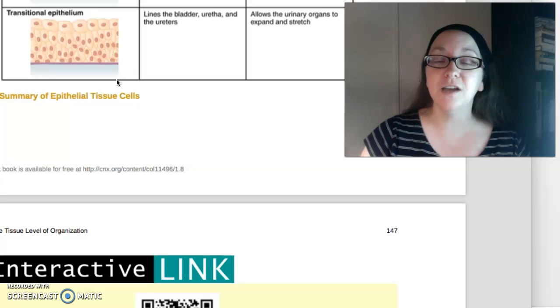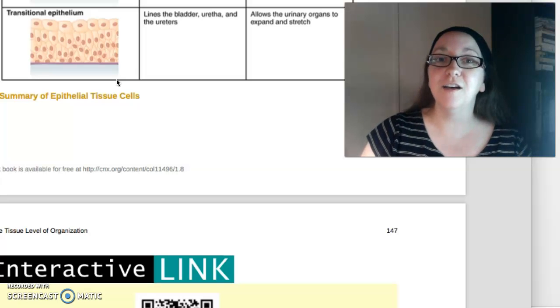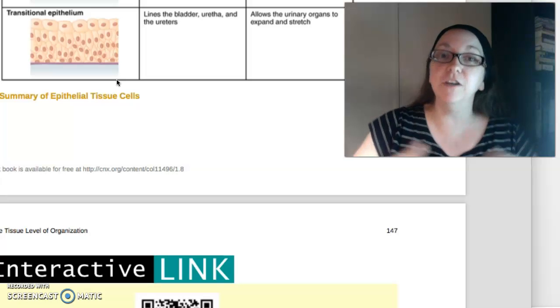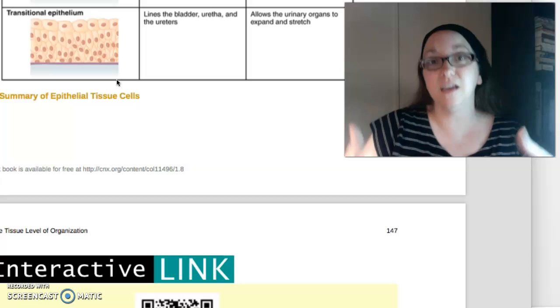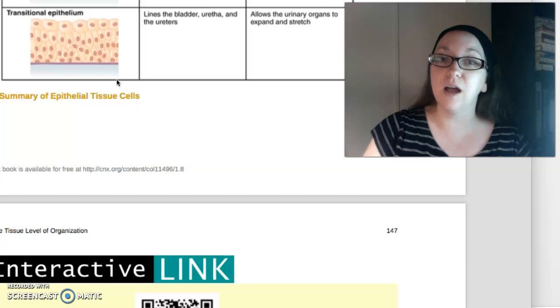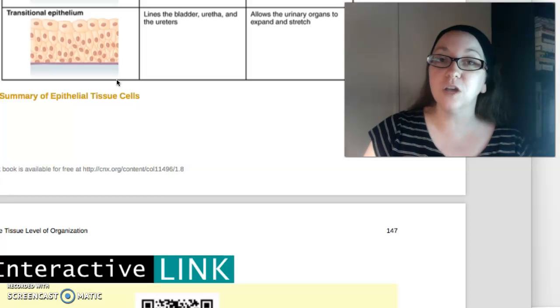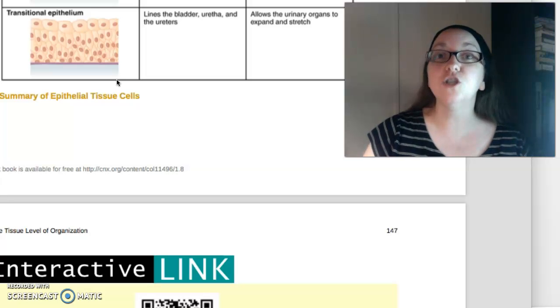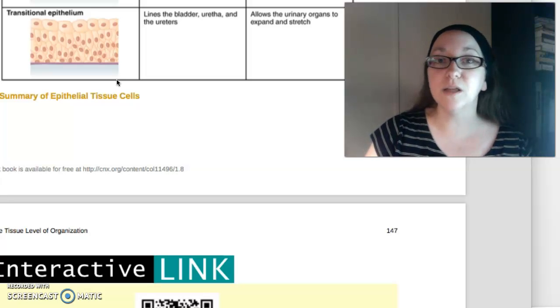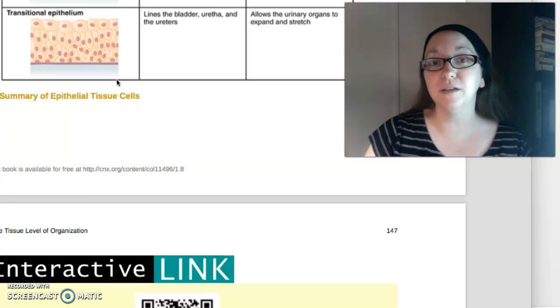They stretch. This is in your bladder, in the interior lining, so that as you fill with urine, that can stretch, right, and not be damaged, and then it can relax when you've urinated. So it lines the bladder, and other structures like the urethra and ureters in that area. It allows for distension. That's a good anatomy word for stretching. So you'll see that term a lot of times with transitional epithelium.